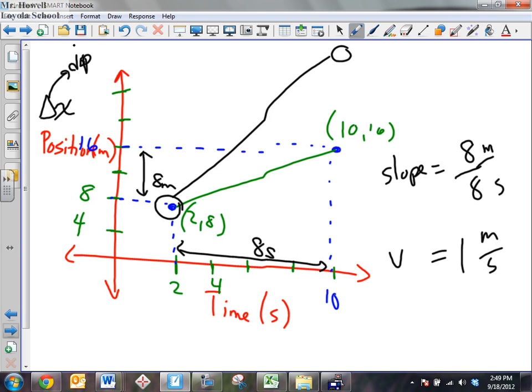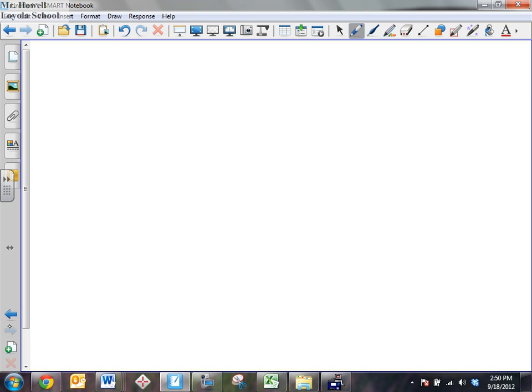Higher velocity. Take a look at the slope. Isn't the slope of this line higher than the slope of this line? Because the slope is the velocity. Again, the slope of your line is always going to be your velocity when you have your position versus time graph. Okay, let me give you an example. I might clear it up a little bit.